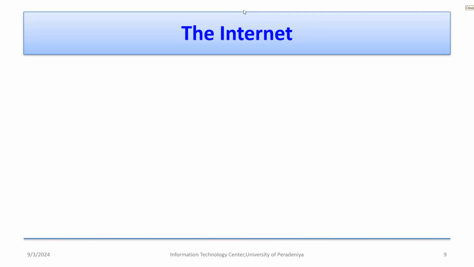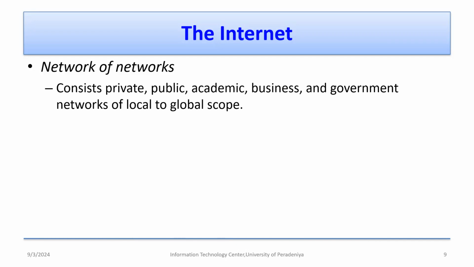So what is the internet? You know what the internet is? Internet means the network of networks. We have some private networks, as well as, say, educational networks. If you take a collection of all the networks as one particular group, if you consider all the networks in the world and create one network, that is labeled the internet. So the internet means the network of networks. It may consist of private networks, public networks, academic networks, and global government networks, right? It has a global scope.